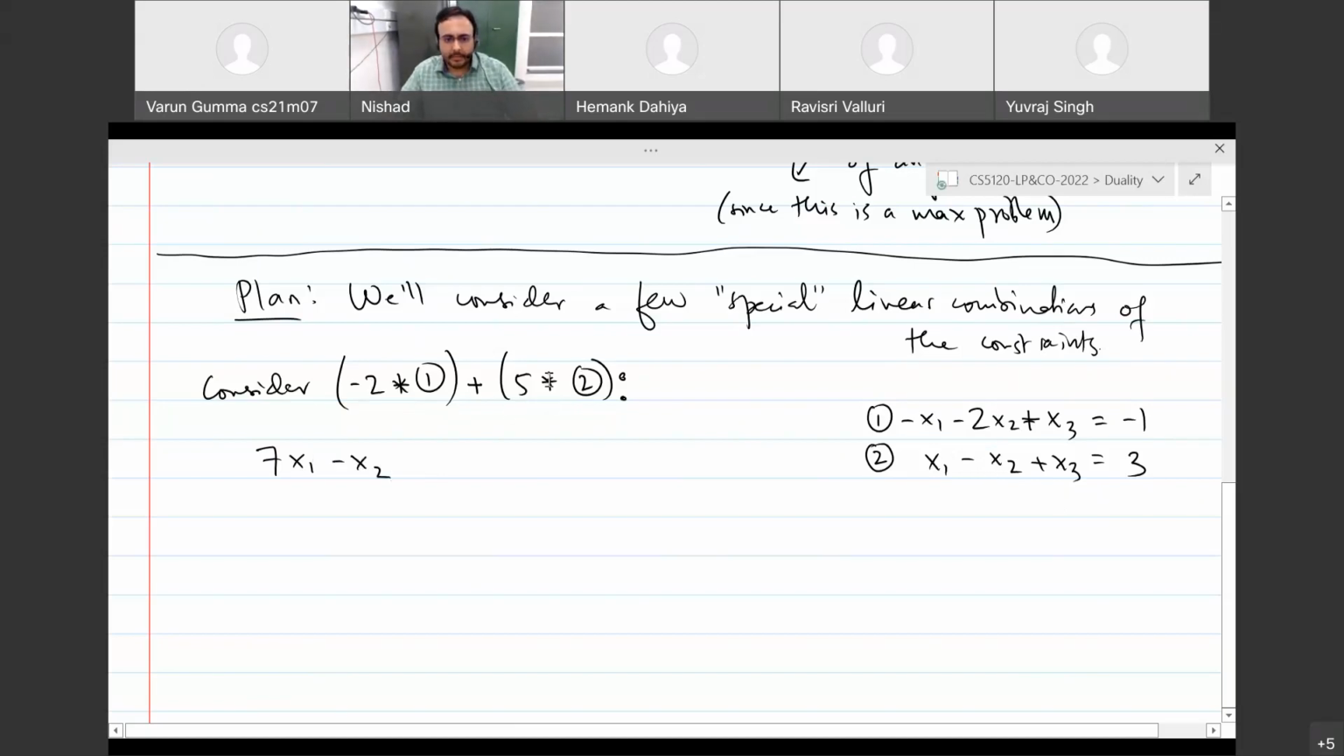And this becomes minus 2x3 plus 5x3. That will be 3x3. Okay. And what is that equal to? That is equal to -2 times -1 is 2, 5 times 3 is 15, so we get 17. Let me know if I make any mistakes.